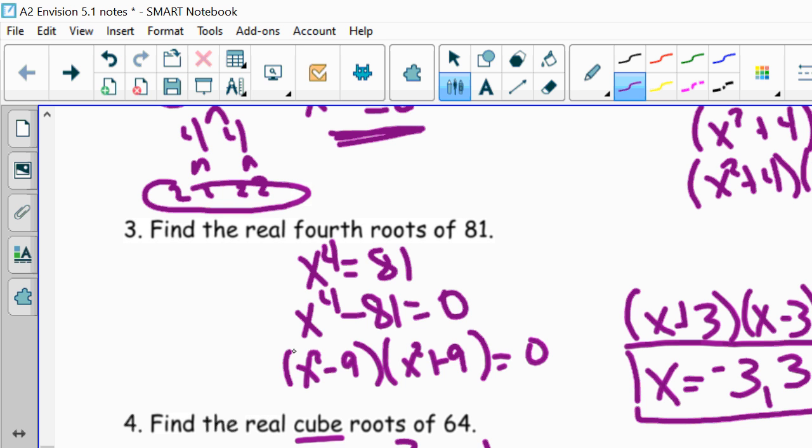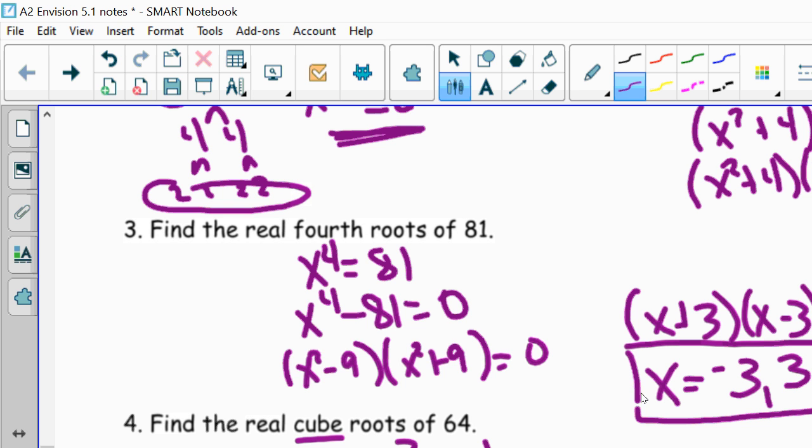So x cubed minus 64 equals 0. This is a difference of cubes. So the cube root of the first one, x, minus the cube root of 64 is 4. And then x squared plus 4x plus 16 equals 0. So I get x equals 4 from the first one. Again, this one, if I looked at the discriminant, I'm going to get imaginary. So my only answer, x equals 4.